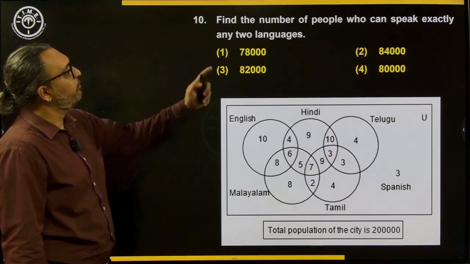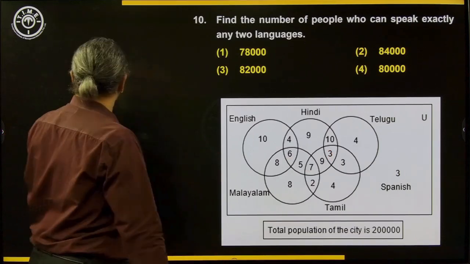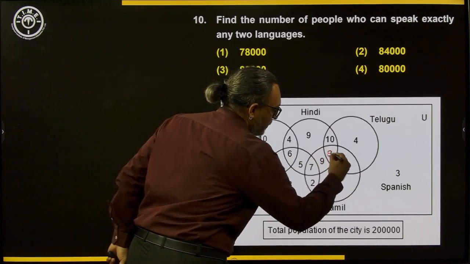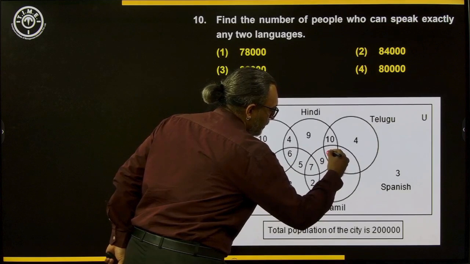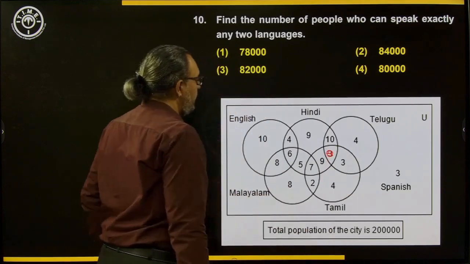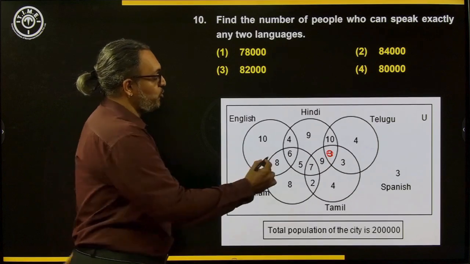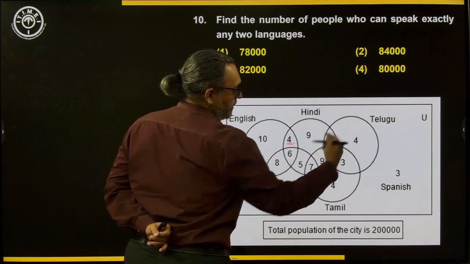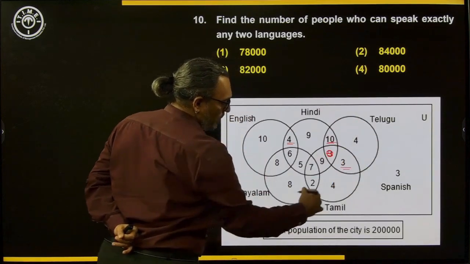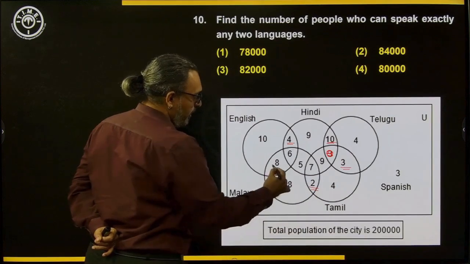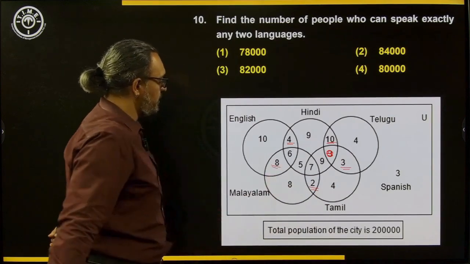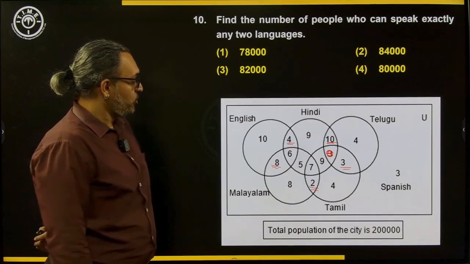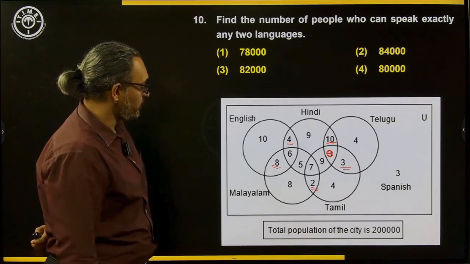Then next, find the number of people who can speak exactly any 2 languages. Okay, exactly any 2. So this again is the number 8 we have here. That's the correction. Okay, any 2 languages. Now, when I say 2 languages, see here this is 4, which is English, Hindi. Here this is 10, which is Hindi, Telugu. Here this is 3, which is Telugu, Tamil. Here this is 2, which is Tamil, Malayalam. Here it is 8, which is English, Malayalam. Any 2 languages. Correct? So I don't have any other numbers that speak 2 languages.